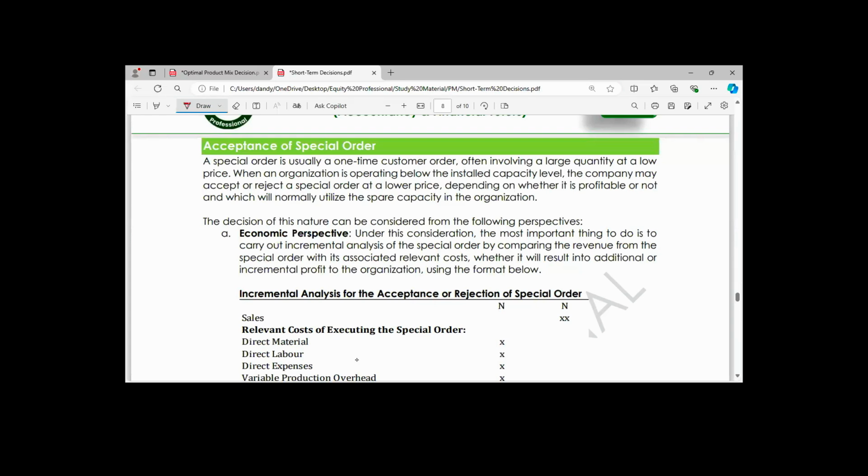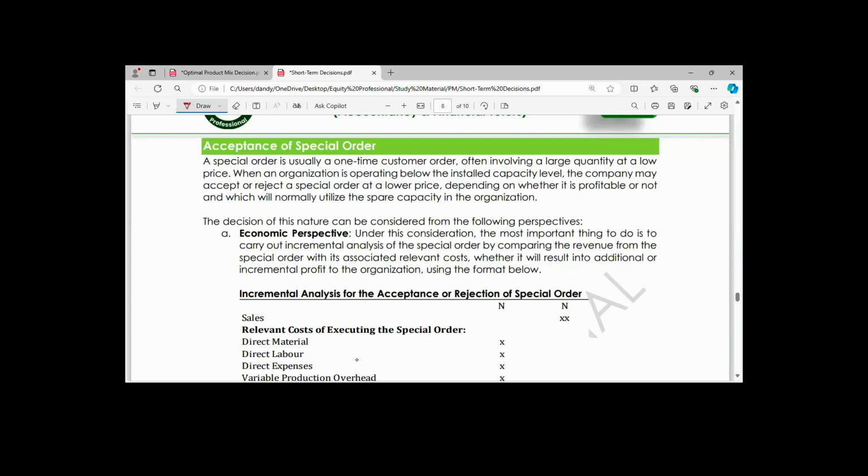However, the most important thing to do under acceptance or rejection of a special order is to compare the revenue from the special order versus the relevant cost of producing the special order, to see whether it will generate additional profit or loss to the organization. It is also possible that the company may want to determine the minimum price to quote for the special order. For this purpose, there will be nothing like profit or loss. The intention of the company will be to determine the relevant cost of making the special order.